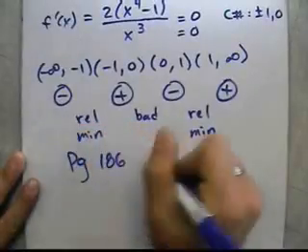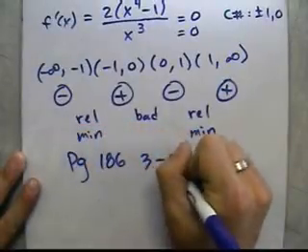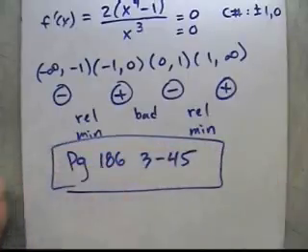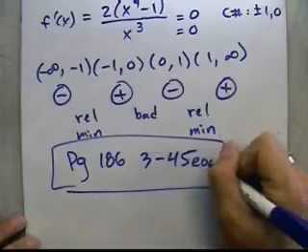So we're on 186, and we do 345. So in that last question, what would be the answer?